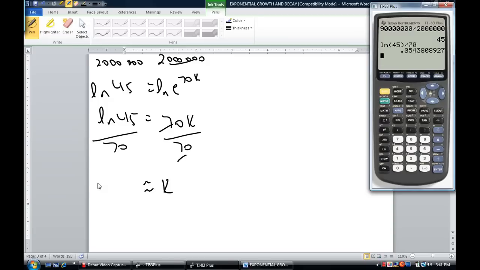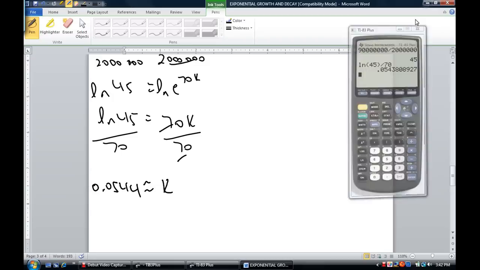I'm going to round to 3 decimal places. 0.054. Maybe I'll go to 4, just to be safe. 0.0544. So that's our k.